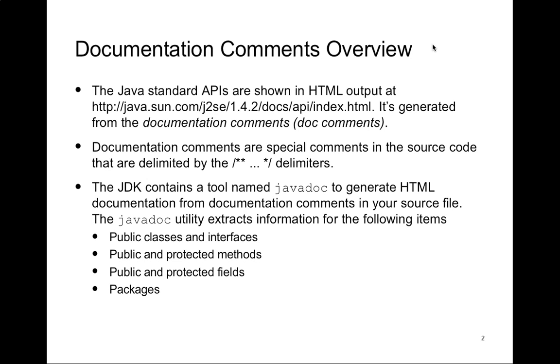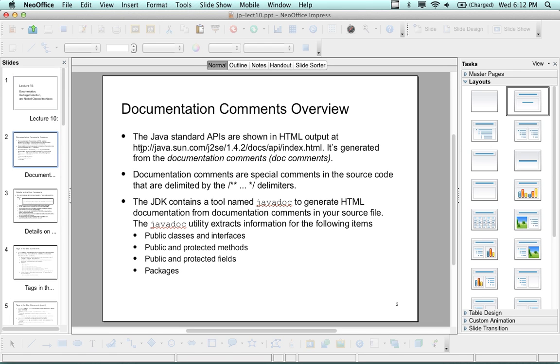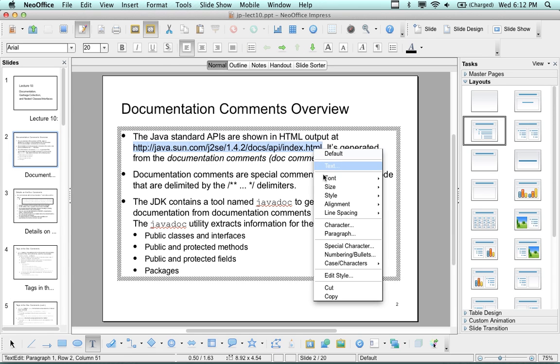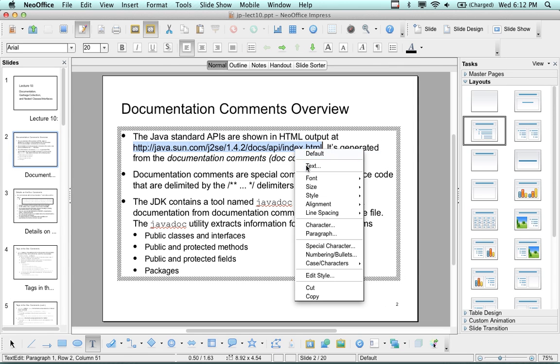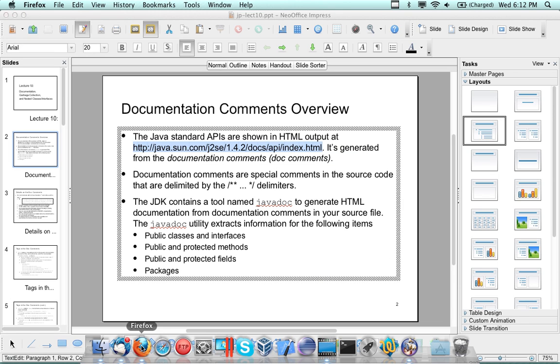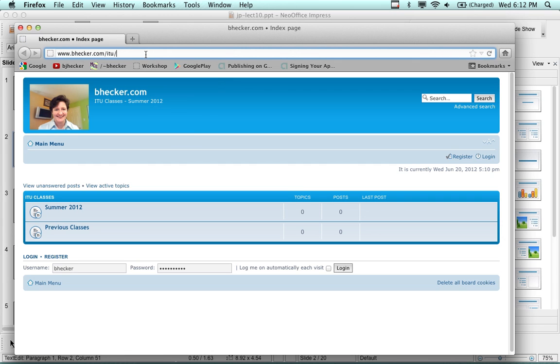So, documentation comments. In the standard APIs, they are shown in HTML output. And what we see in the standard, in fact, let me take this out for a second and go to this, and you'll see an example of these Java docs, because it's helpful to actually see it. I guess I could have just pressed on that link, but I'm not quite sure if it would have worked. So, what am I talking about? Java docs. Here they are. This is for the standard APIs, and this is actually kind of old.